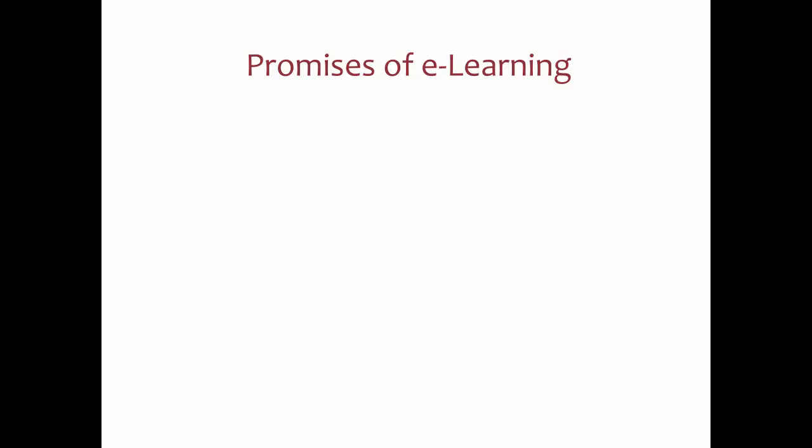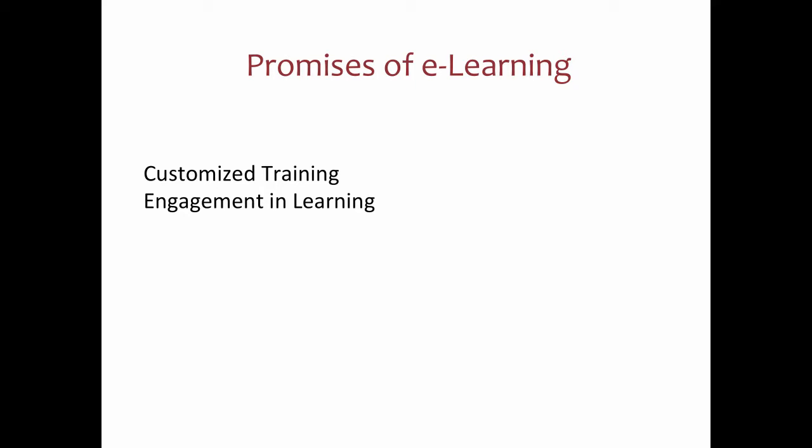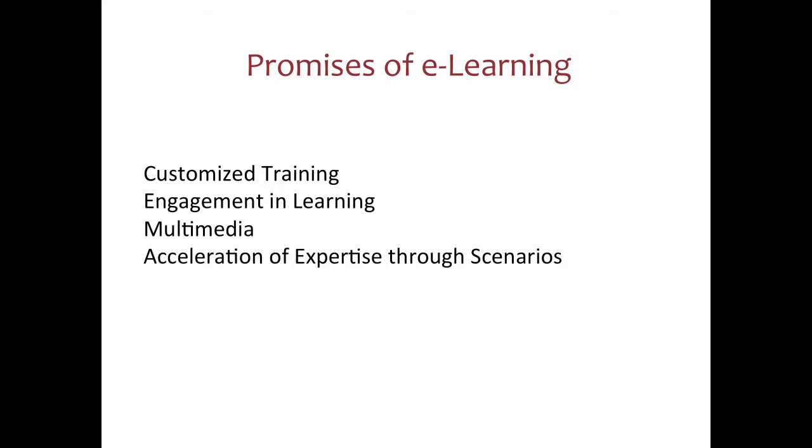Organizations are turning to e-learning to save training time and travel costs associated with traditional face-to-face training. However, cost savings are only an illusion when e-learning does not effectively build knowledge and skills linked to job outcomes. The opportunities to foster learning via digital instruction rely on appropriate leveraging of four unique features. They are customized training, engagement in learning, multimedia, and the acceleration of expertise through scenarios.